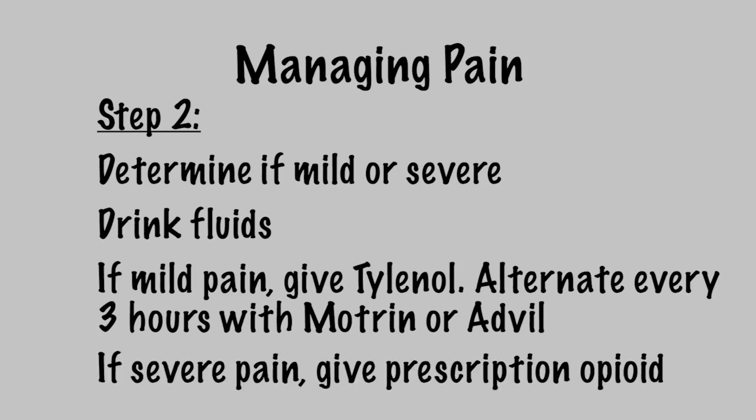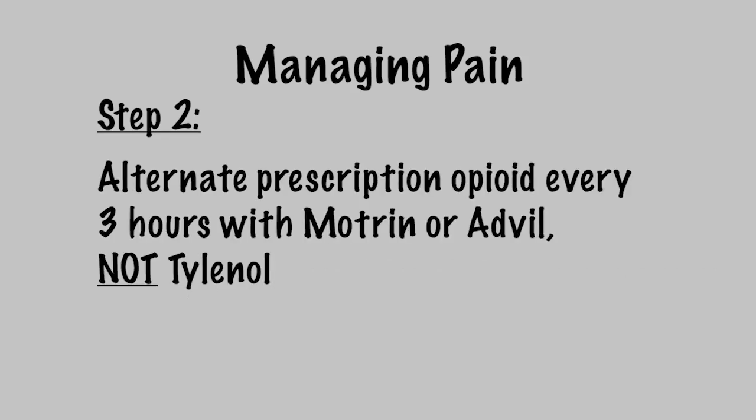If the pain is severe or does not respond to Tylenol and Motrin or Advil, we recommend that you give your child his or her prescription opioid pain medication. Alternate this prescription opioid medication every 3 hours with Motrin or Advil, not Tylenol, until the pain improves.